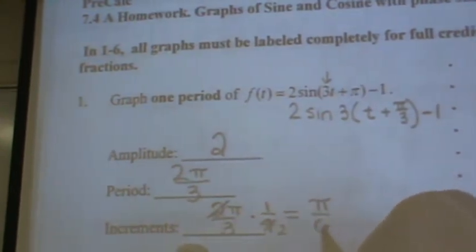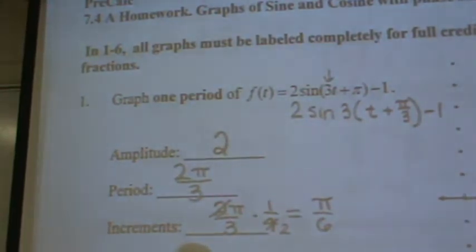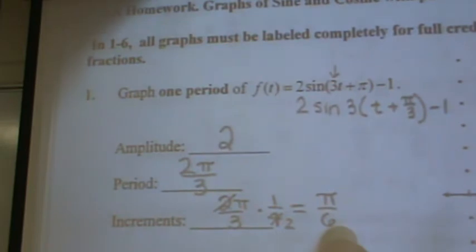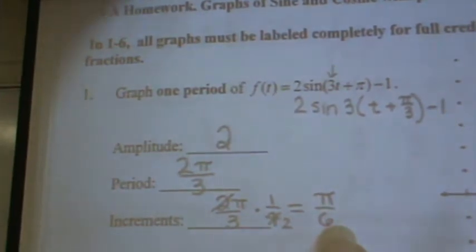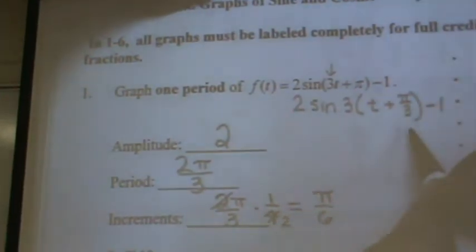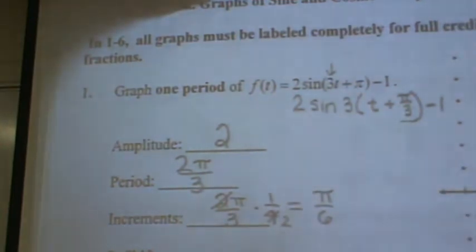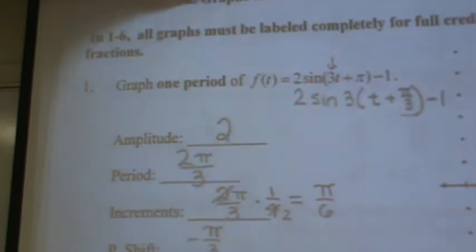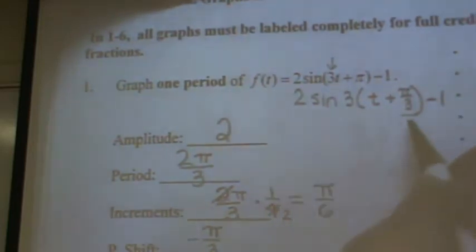Does anyone not understand where pi over 6 comes from? So I'm going to be counting by pi over 6 when I label my x-axis. But see this right here? That's your start position. You're going to start at negative pi over 3. It's the opposite of this, negative pi over 3.